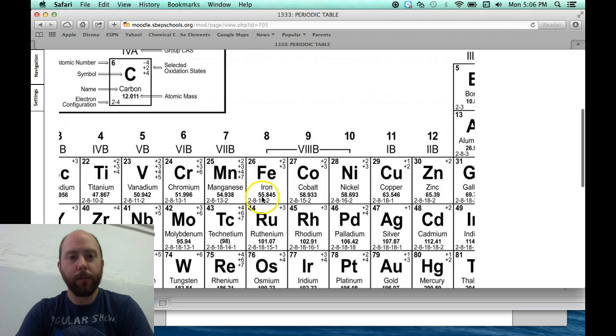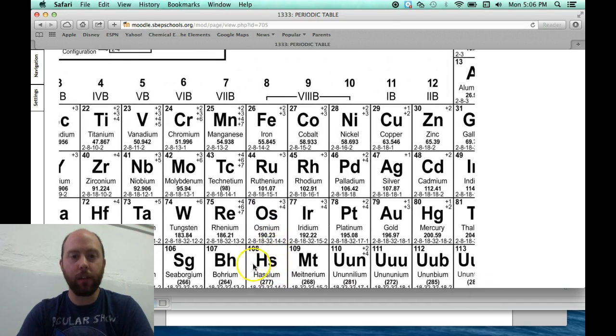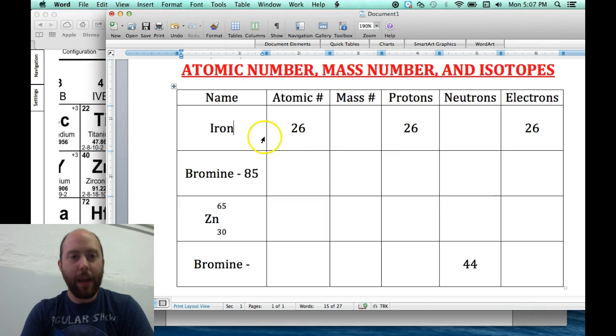If you recall from the notes, this is called the average atomic mass. Or sometimes it's called the average mass number. Or sometimes, in short, just the average mass. So the average mass is always a decimal. Usually. Down here, you don't get the decimals. But for the most part, the majority of the elements are decimals. So the average mass is 55.845.